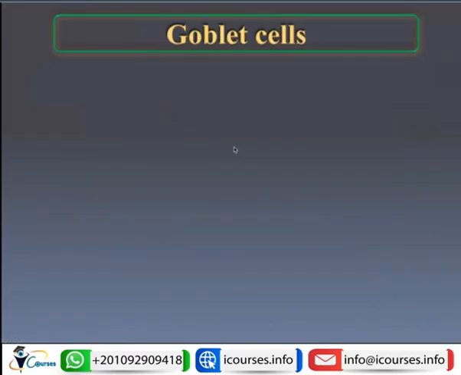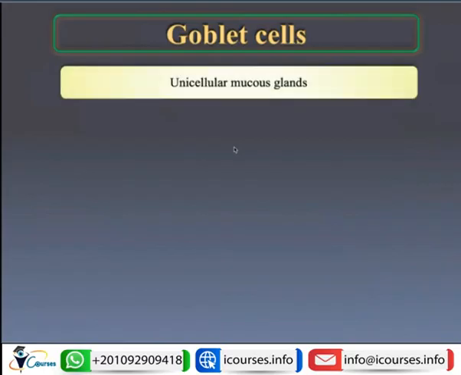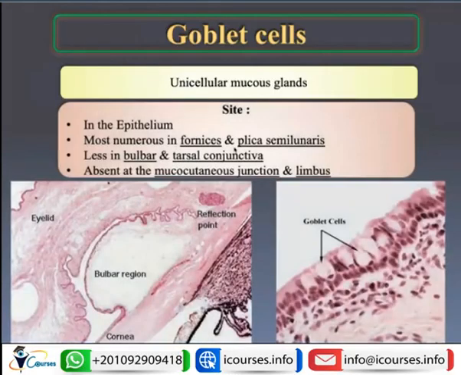So goblet cells, is it a cell or a gland? It is a modified gland. So we can consider it like a unicellular mucus gland that secretes mucus secretion. Where is it located? It is located in the epithelium of the conjunctiva. So here is the epithelium, and here is the stroma, and you can see clearly that there are large oval-shaped cells present in the epithelium.